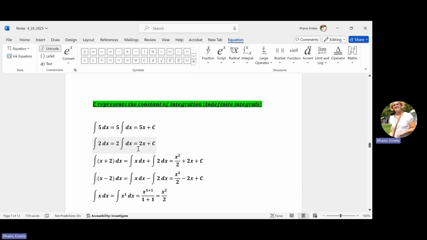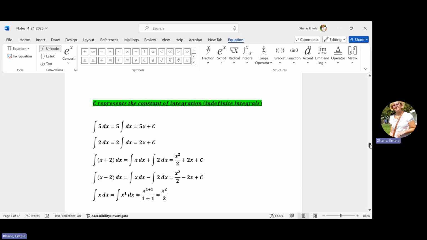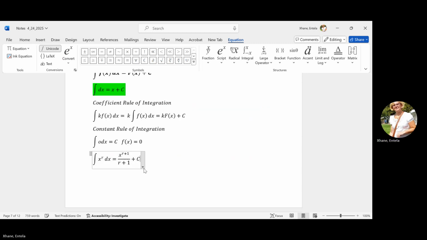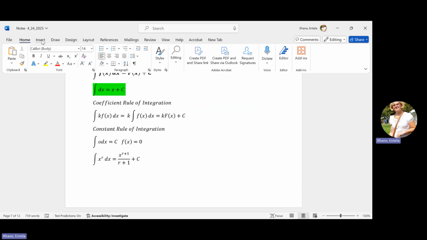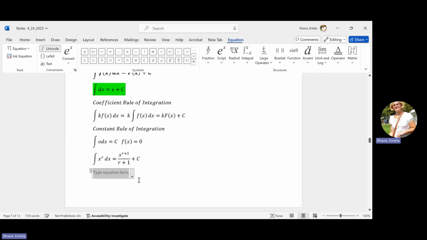Here's another example of coefficient 2. You take it out, you integrate dx. The integral of dx is x, so we get 2x plus c. Now, what is this particular application? This comes from the sum and the difference rule of the first order of the integration. Sum and difference.